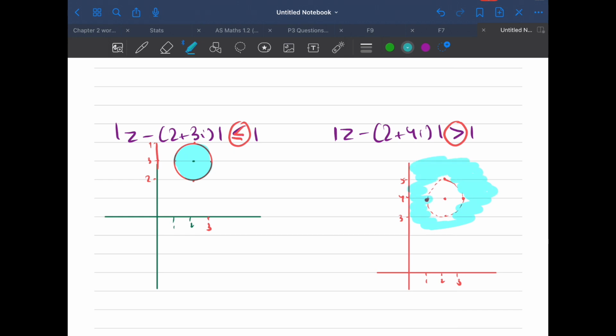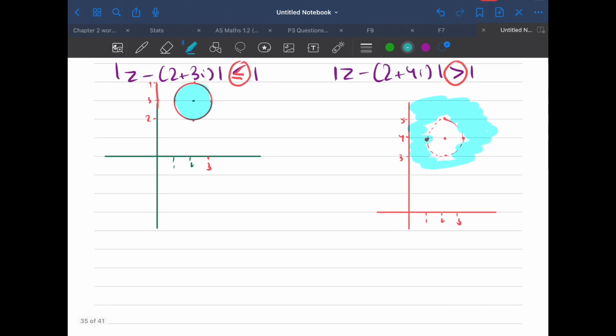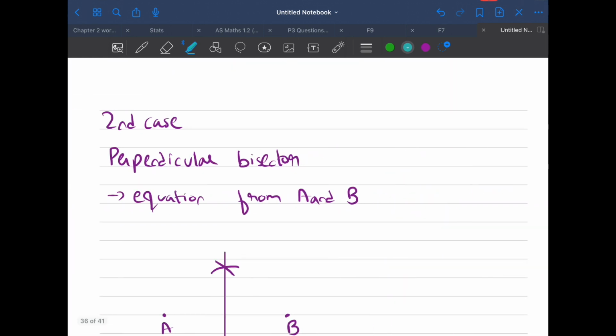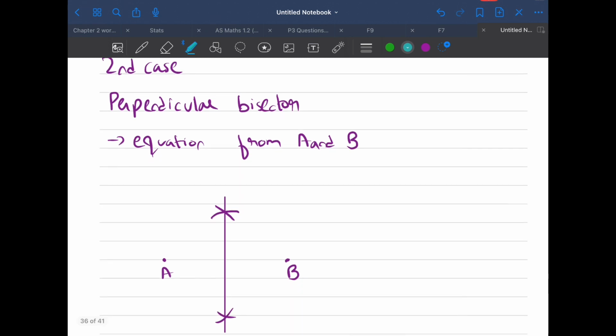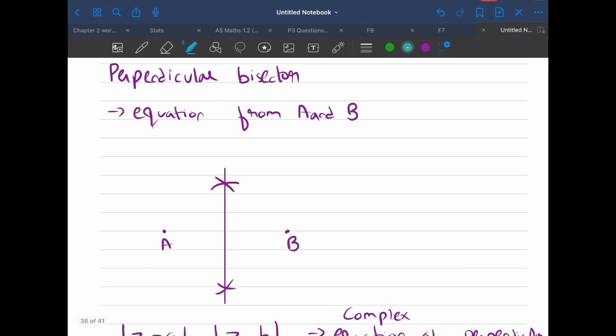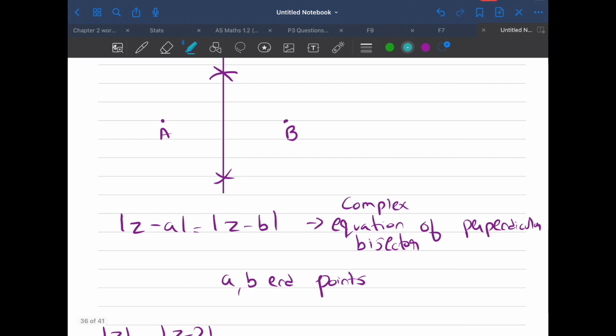So sir, do we have to shade the whole page? No, it will involve other loci also, which will make it clear to you what to shade. Got this, bacho? So we are clear with the first locus. Now I'm starting with the second locus, that's the perpendicular bisector.